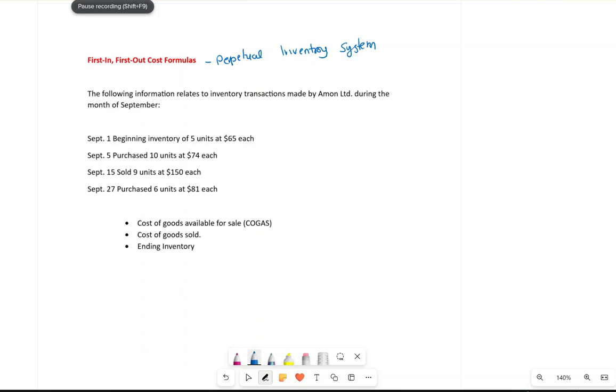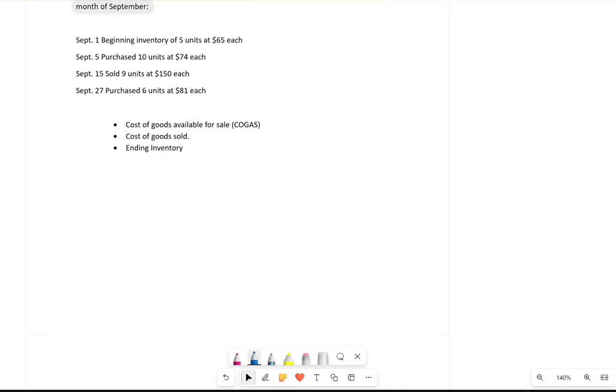When you do that, again we are using first in first out. So first one in, first one will go out. Again, you start at the beginning inventory, that is on September 1st. We have 5 units at 65, and that will give me equal to 325.